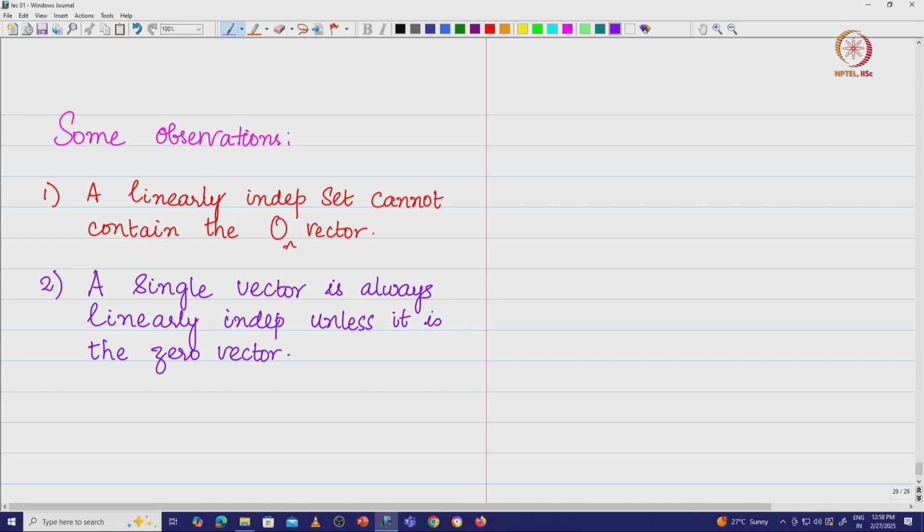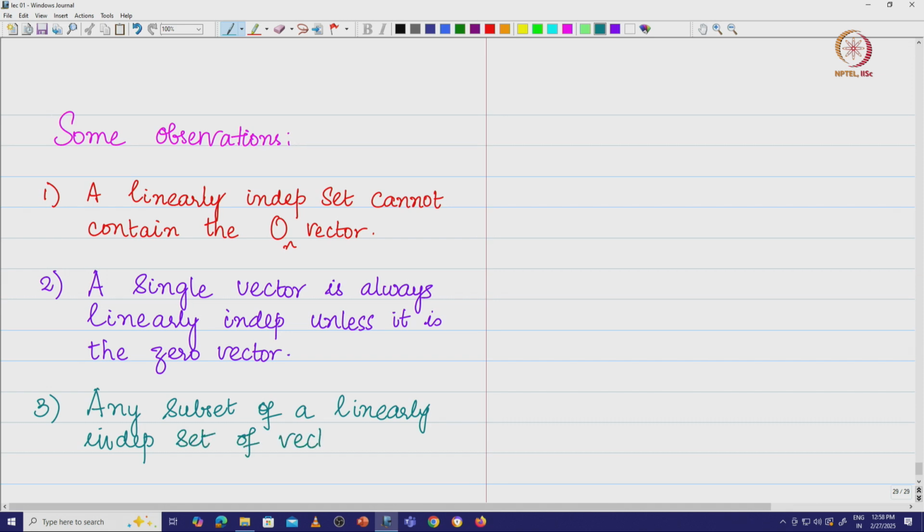Okay, one more critical observation, point number 3: any subset of a linearly independent set of vectors is always linearly independent.